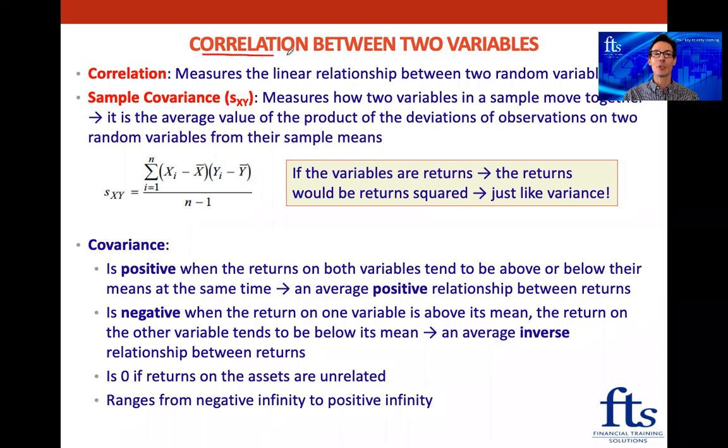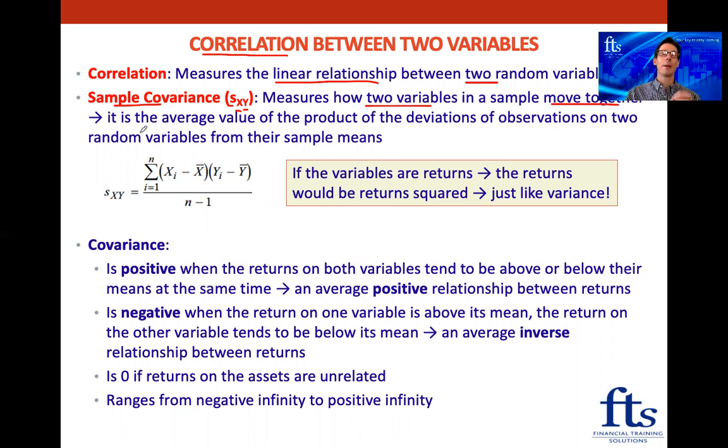So we're now moving on to correlation between two variables. So what is correlation? It measures the linear relationship between two random variables. But before we get into correlation in more detail, we're first going to take a look at sample covariance. That's given the symbol S, and the X is for variable X, and the Y is for variable Y. What this does is measure how two variables in a sample move together. So that's why it's called covariance. How do they move together?